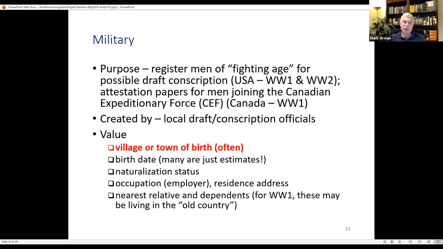They'll also say, who is your nearest relative or dependent? And in World War I draft registrations, it may actually be the name of the wife they left in the old country who didn't survive the genocide, but they didn't know where this wife was. So you see the name of the person, and this might be the only time that wife's name is ever mentioned.